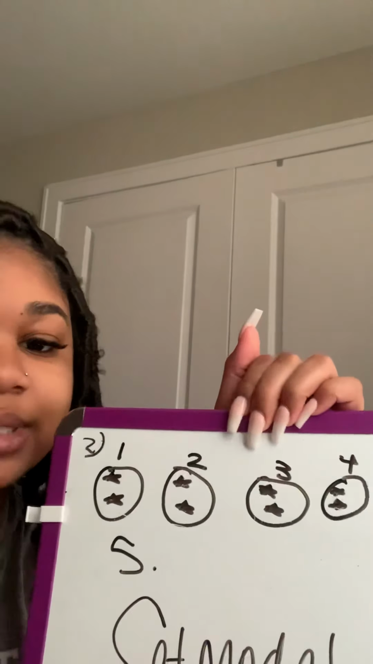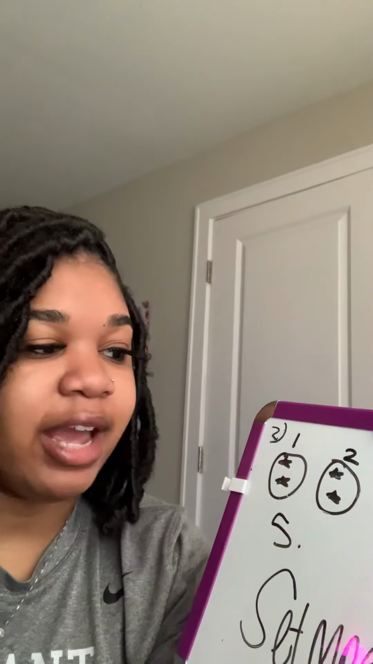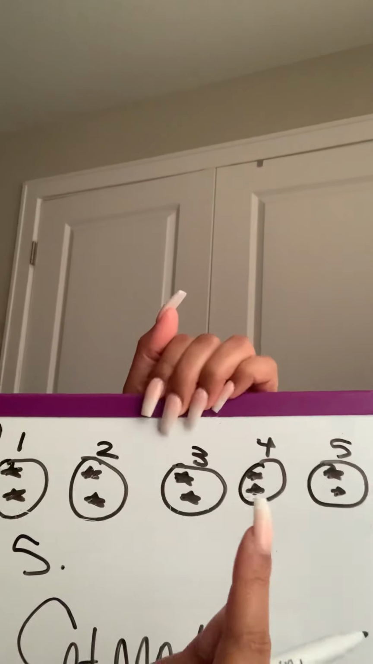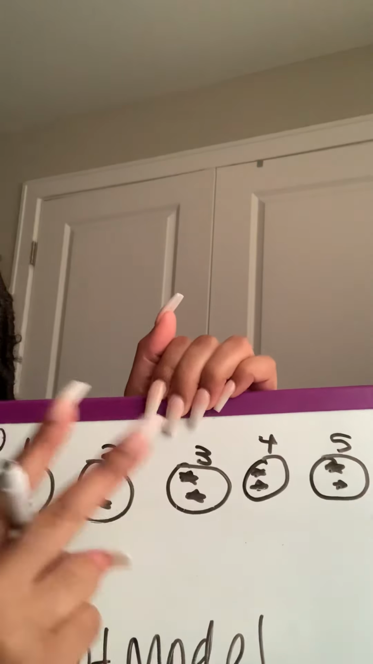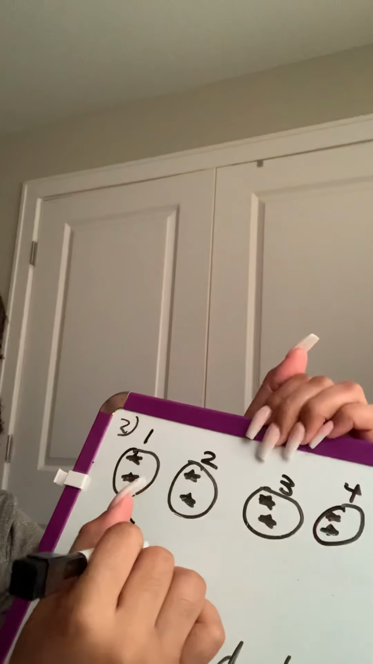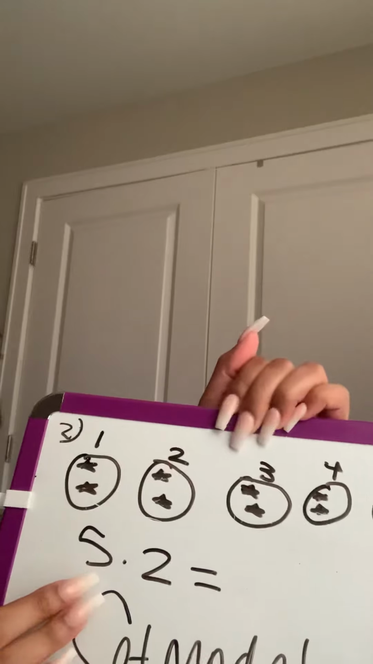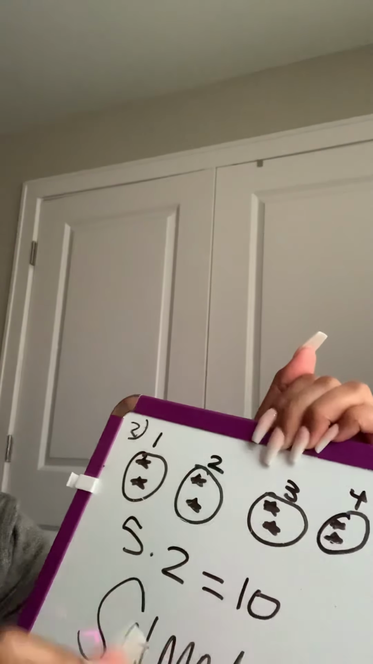Now, don't make the mistake of actually counting the stars. We don't want to know how many we have. We just want to know how much is in each circle. So I don't want to know the total of all of the stars. I just want to know how many stars are in each circle. So there's 2 stars in each circle. So that is going to be your answer, not the quantity. Okay? So 5 times 2 is 10. And that is your answer.